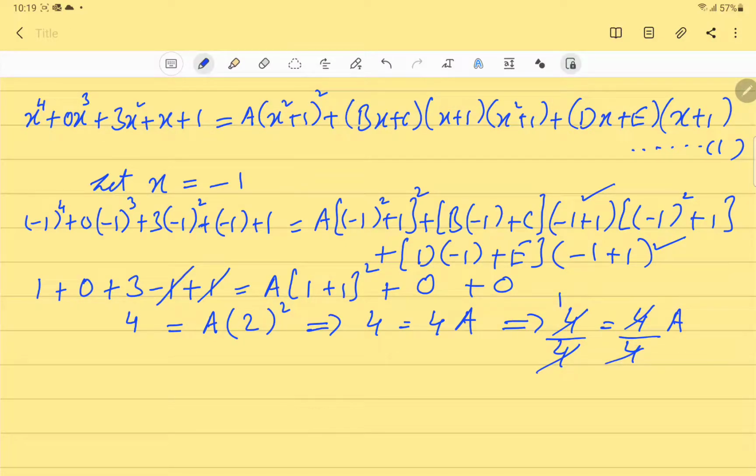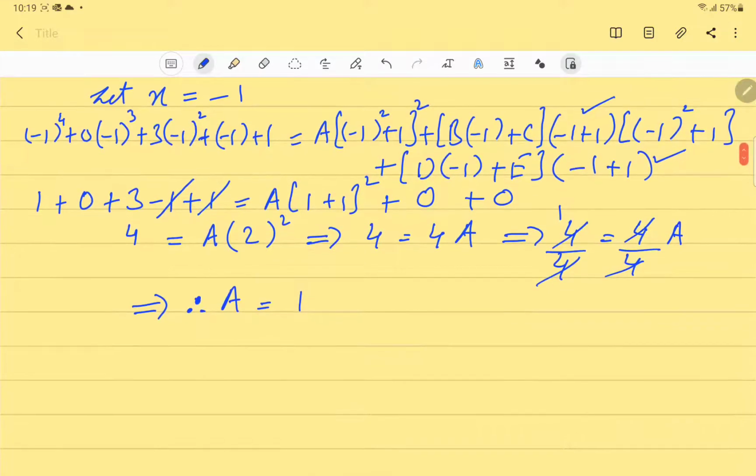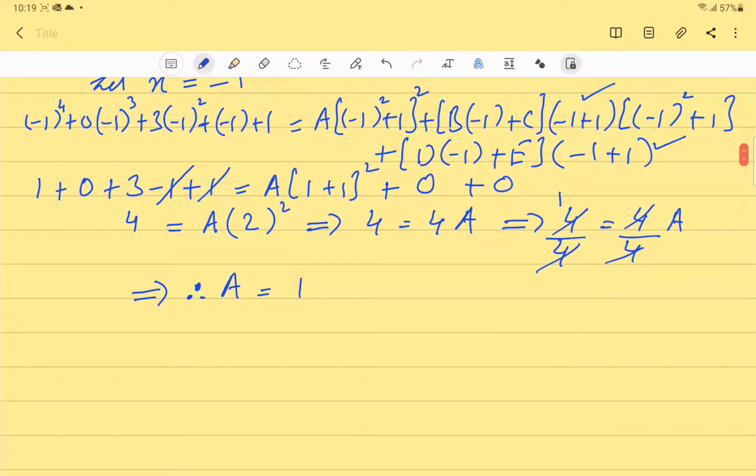So a is equal to 1. Now we have no other value that we can assume in the equation to find the remaining constants. The remaining constants are b, c, d and e. So let's go ahead and solve this equation. Let's write down the equation one more time.